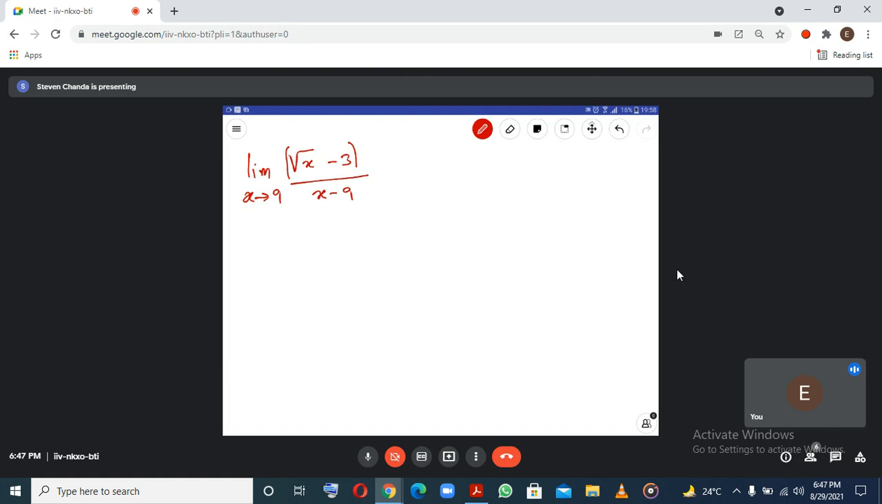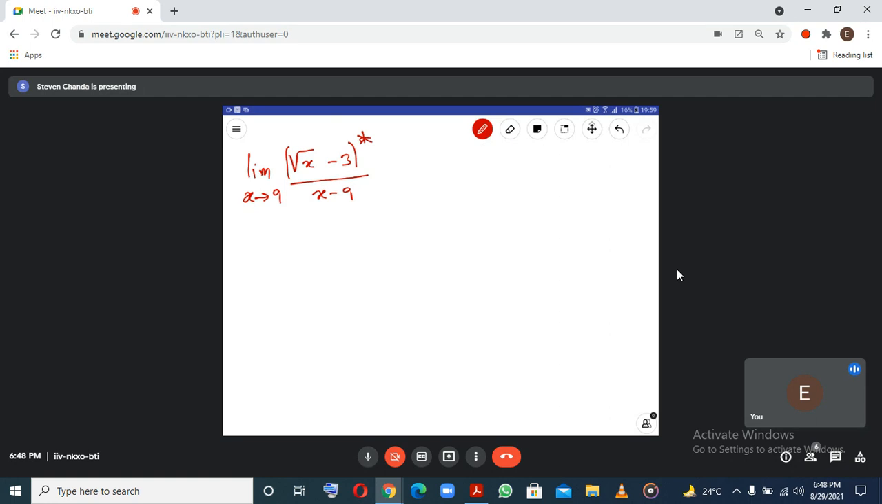Working with square roots can be tricky, so what you do is use the conjugate. You want to multiply the numerator, the one which has the square root, by its conjugate. So what are we going to do then? You're going to multiply again.